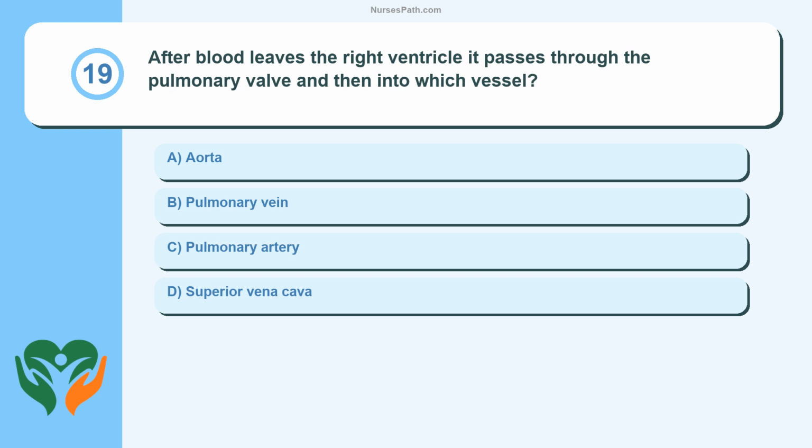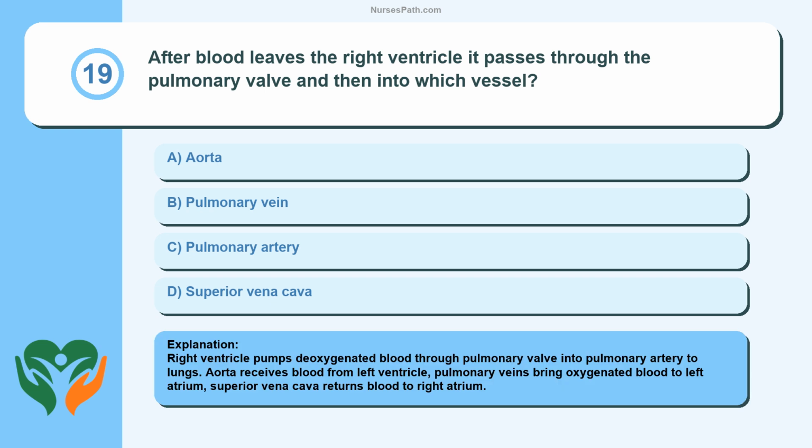Question 19. After blood leaves the right ventricle, it passes through the pulmonary valve and then into which vessel? Aorta, pulmonary vein, pulmonary artery, superior vena cava. Right ventricle pumps deoxygenated blood through the pulmonary valve into the pulmonary artery to the lungs. Aorta receives blood from the left ventricle. Pulmonary veins bring oxygenated blood to the left atrium. Superior vena cava returns blood to the right atrium.